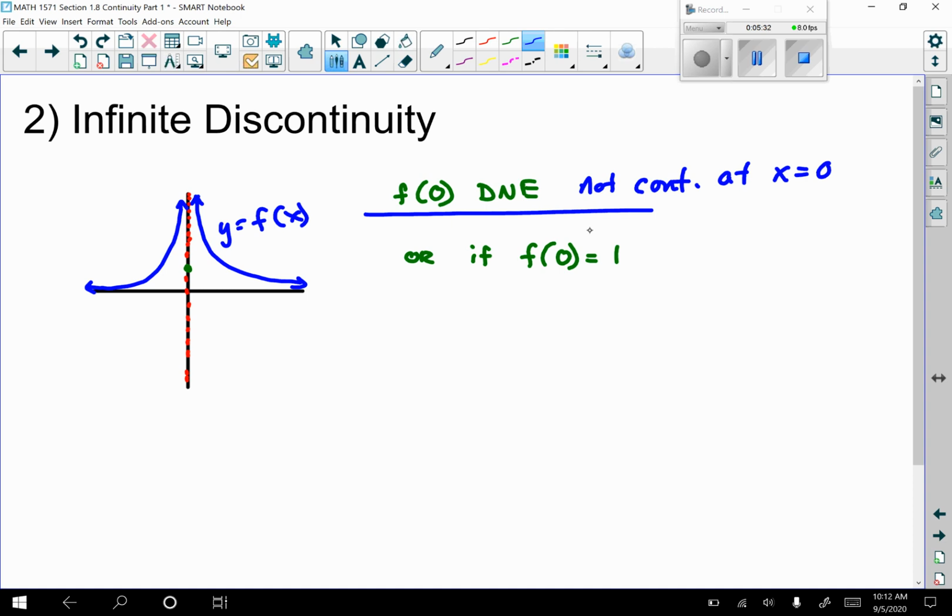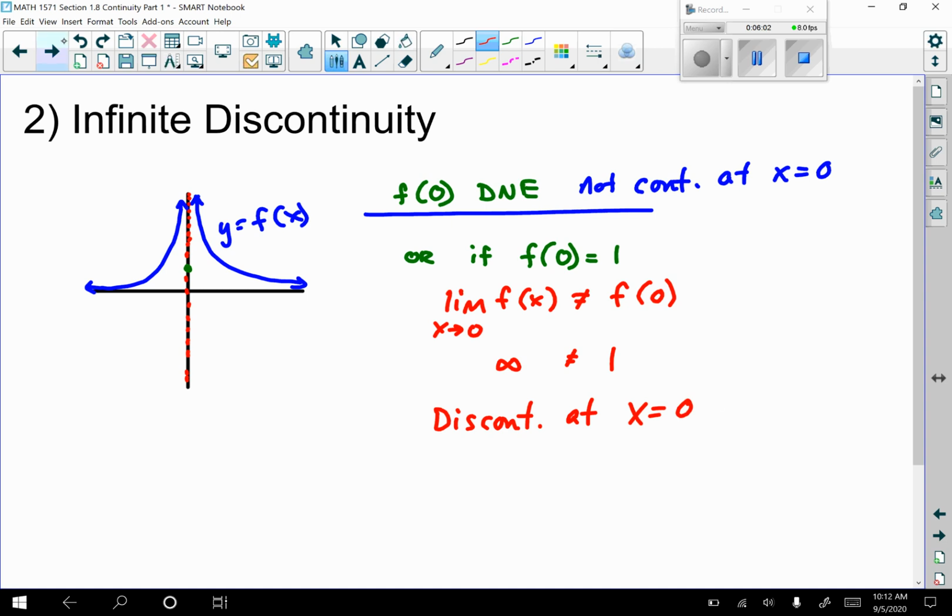But if f of 0 was defined, then the third item would not be met. So the limit of f of x as x approaches 0 is not equal to f of 0, because this is equal to positive infinity and this is equal to 1. So if I did define f of 0, the third statement, that last statement, would fail: the limit does exist, but it is not equal to f of 0. So again, we would say discontinuous at x equals 0.